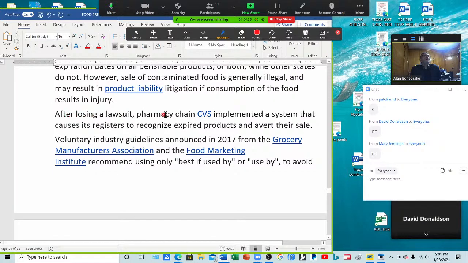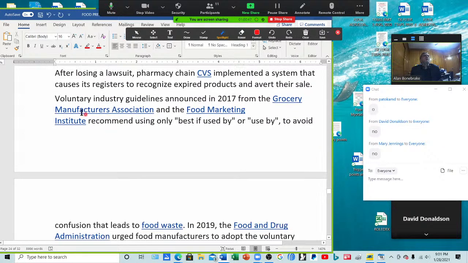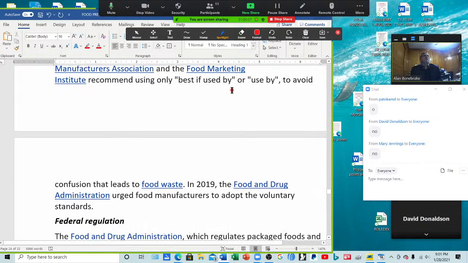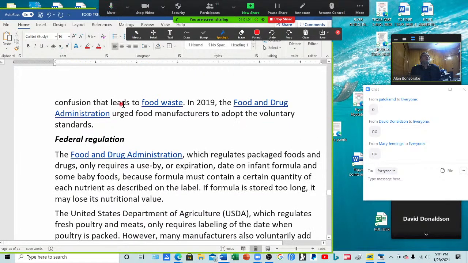After losing a lawsuit, pharmacy chain CVS implemented a system that caused its registers to recognize expired products and avert their sale. Voluntary industry guidelines announced in 2017 from the Grocery Manufacturers Association and Food Marketing Institute recommended using only "best if used by" or "use by" to avoid confusion that leads to food waste.